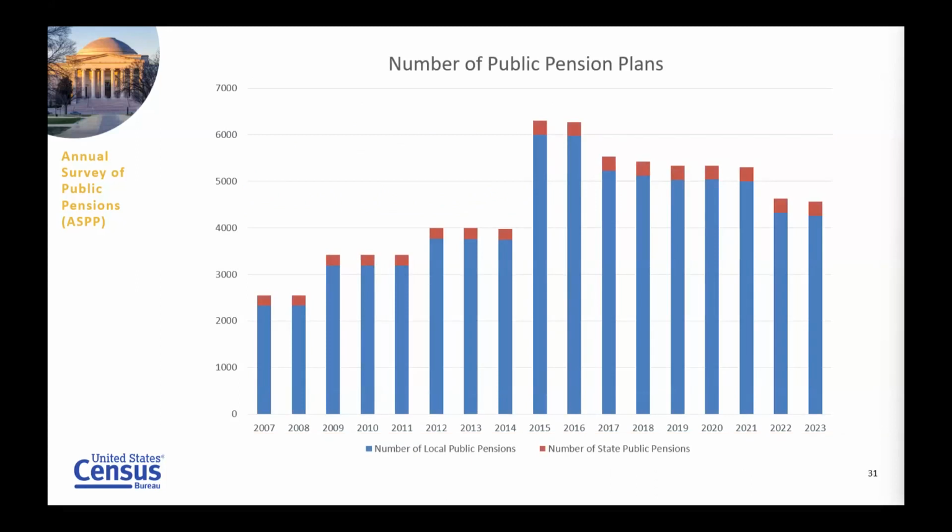So this first chart demonstrates the number of public pensions. I've colored the local pensions blue and the state pensions red. Pretty dramatic difference, right? We have thousands more local pensions than we do state pensions.